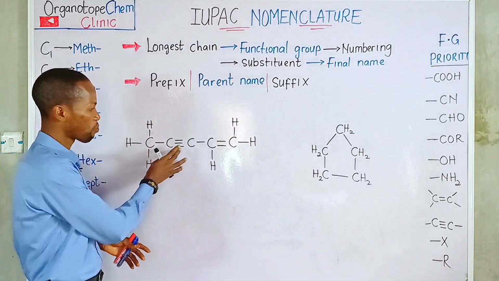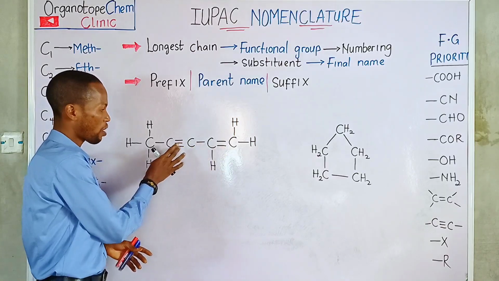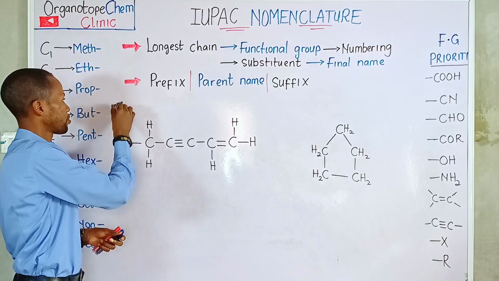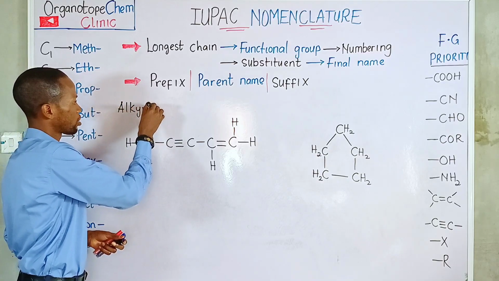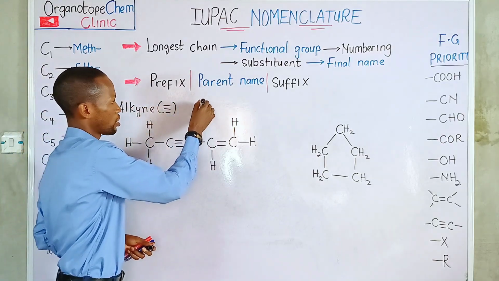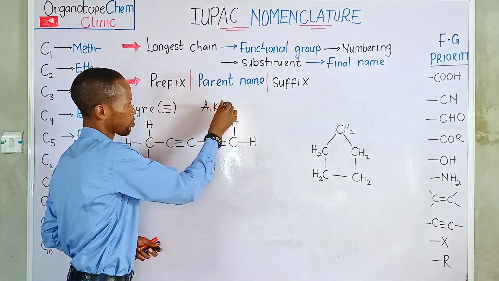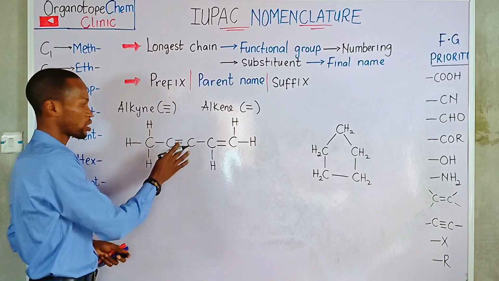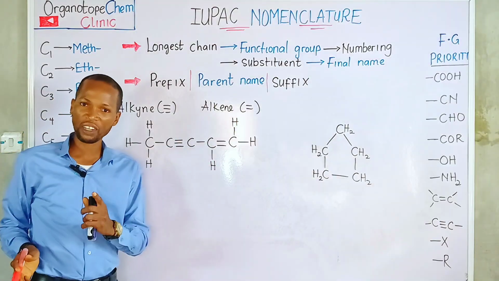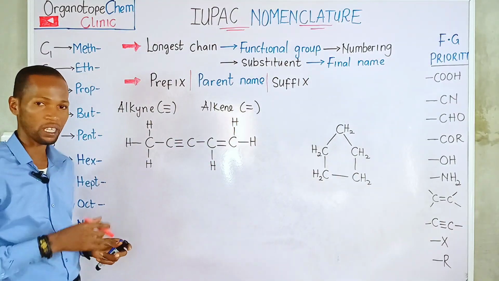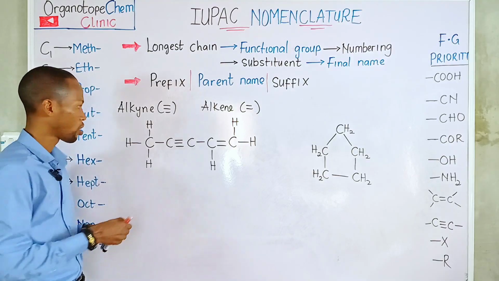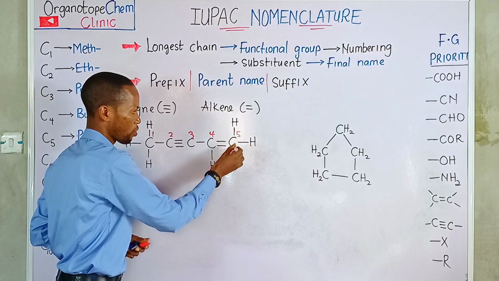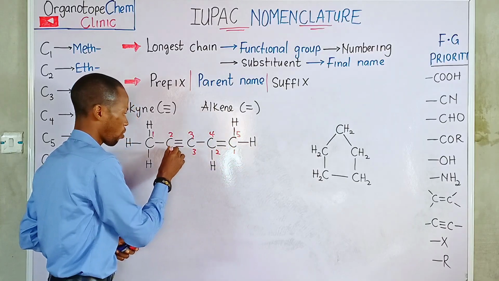Here is another organic compound. In this compound, we have multiple functional groups. We have the triple bond as well as the double bond. The triple bond is the alkyne, and the double bond is the alkene. Okay, so in this compound we have multiple functional groups. Since we've identified the functional groups, can we number the carbon atoms in the forward and backward direction? We have 1, 2, 3, 4, 5. 1, 2, 3, 4, 5.